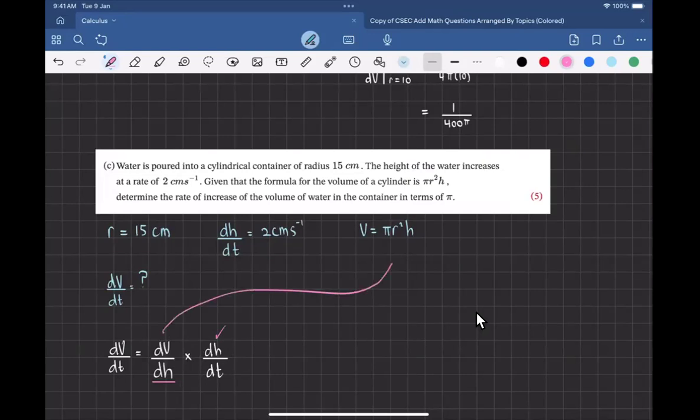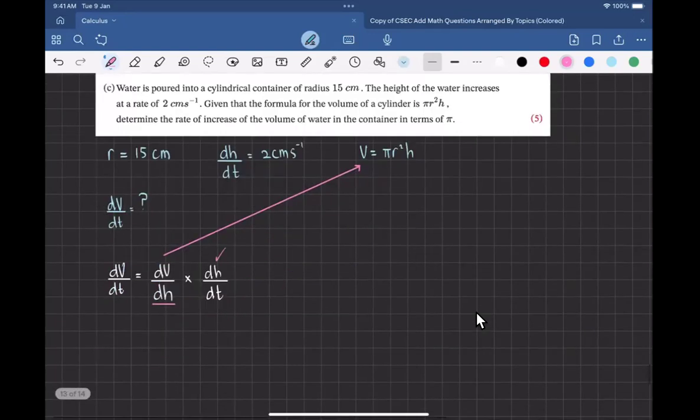The formula that they give you for volume. Exactly. Because they didn't give it to you for this one, you need to use it. So what are we going to differentiate with respect to? That's the other question. Literally dV/dh. So we differentiate with respect to height.